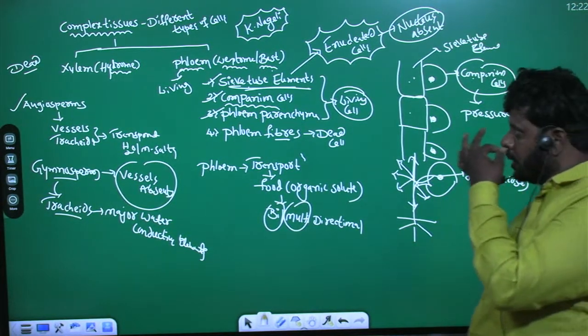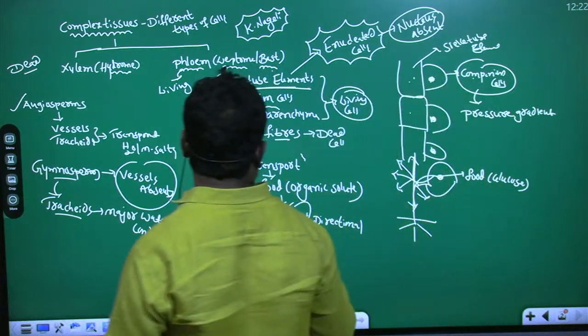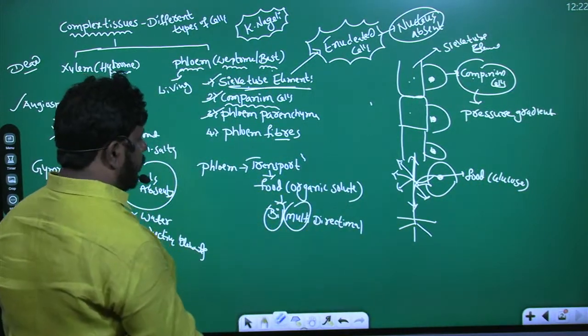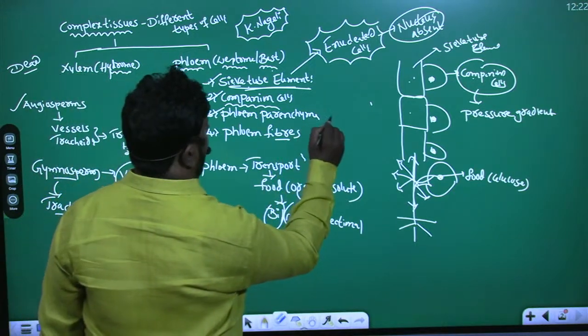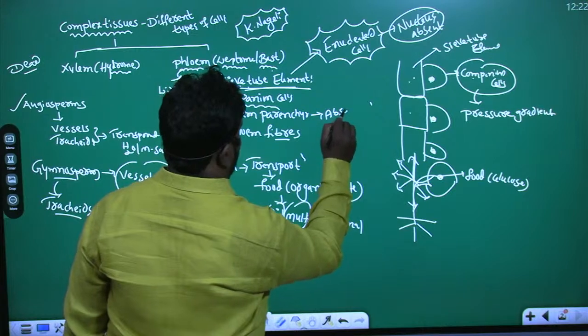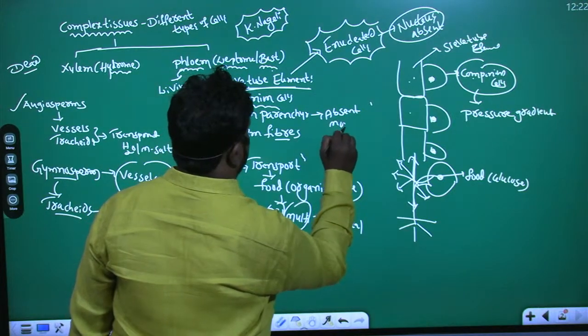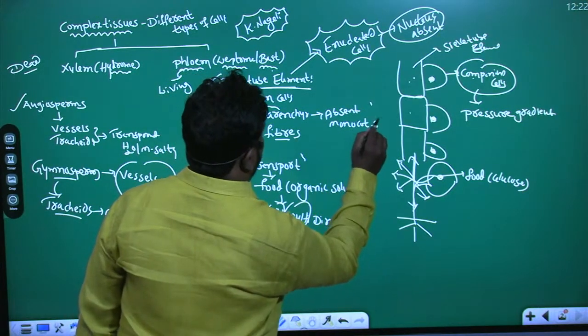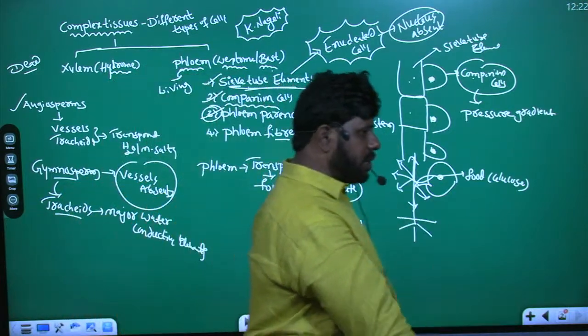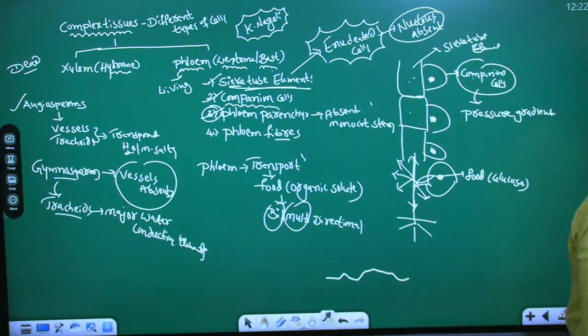And see, look at this one point. Generally, phloem parenchyma is absent in monocot stem. Generally it is absent in monocot stem. Every point I am telling is important. Phloem parenchyma is generally absent in monocot stem. We will discuss monocot stem again, but since it came up here, I am telling it.